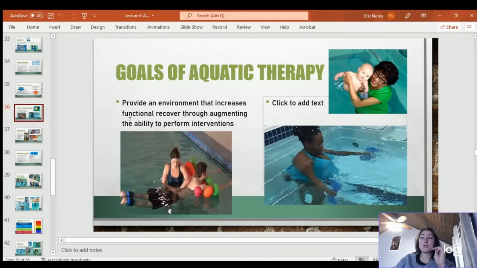Some of the goals for aquatic therapy. So provide an environment that increases functional recovery through augmenting the ability to perform interventions. So all you're worried about is, what do we need to do functionally? The water is just a tool we can use to help increase the function.